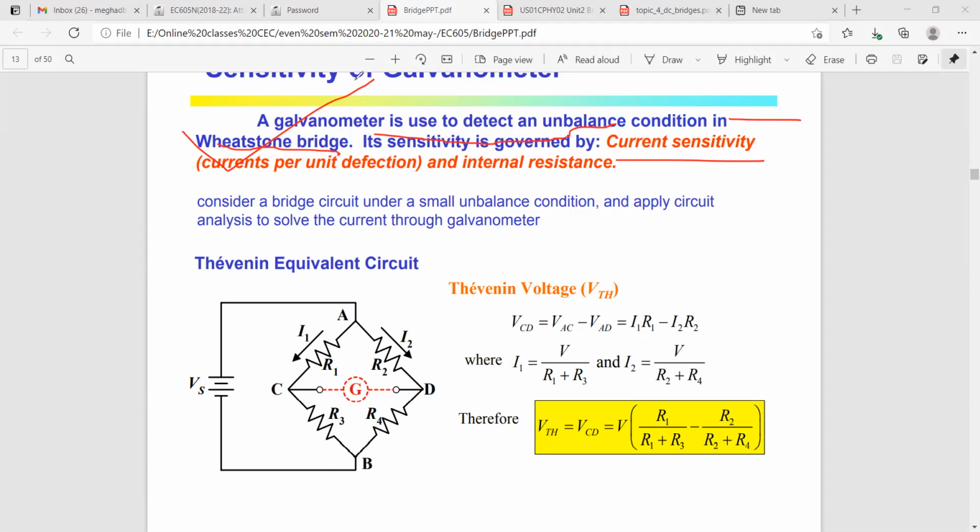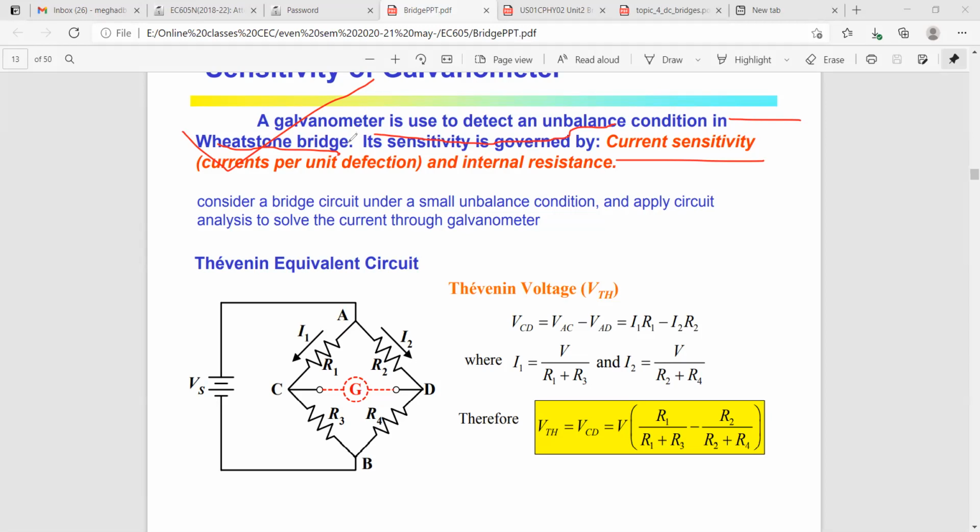First of all, we will consider a bridge circuit which has a small unbalanced condition, and we will apply circuit analysis formulas to solve for the current through the galvanometer. For that, we need the Thevenin equivalent circuit. Have you learned Thevenin before in any subject? Thevenin and Norton, have you gone through those things before? Anyone? Do you know about Thevenin? Yes, ma'am. Okay, if you know Thevenin, then I don't have to repeat it with you.